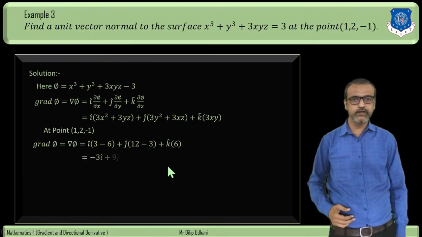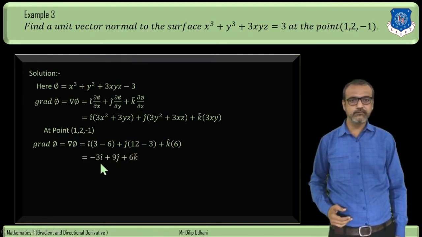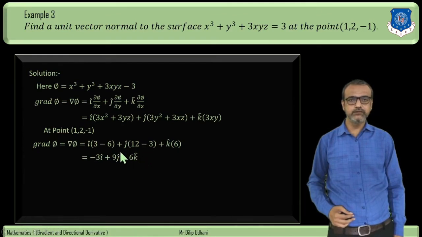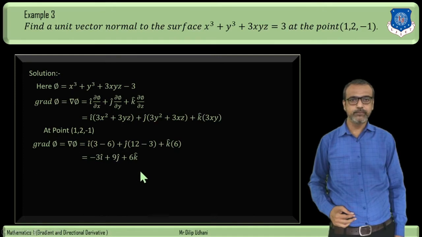Now we will simplify this function. So 3 minus 6 is -3, so it is -3i. 12 minus 3 is 9j, and after that 6k. So this is grad phi, or this is a normal vector to the given surface. Now we have to find a unit normal vector. So we will find the unit vector for this nabla phi.